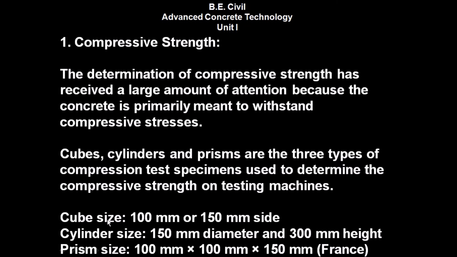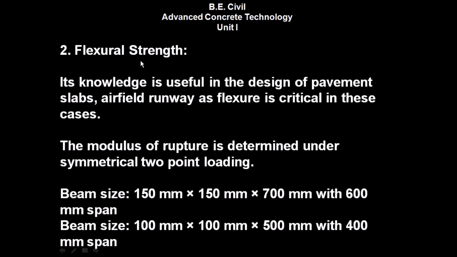The cube size which is used is 100 millimeter or 150 millimeter side. The cylinder size will be of 150 millimeter diameter and 300 millimeter height. And the prism is 100 millimeter by 100 millimeter by 150 millimeter. And this prism is used in France to measure the compressive strength of concrete. Second is the flexural strength.